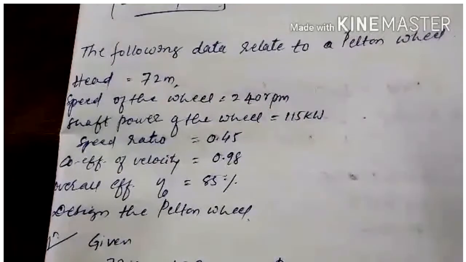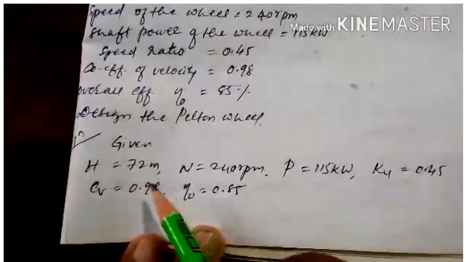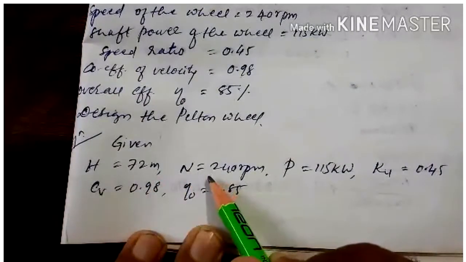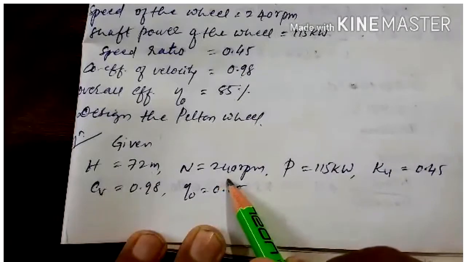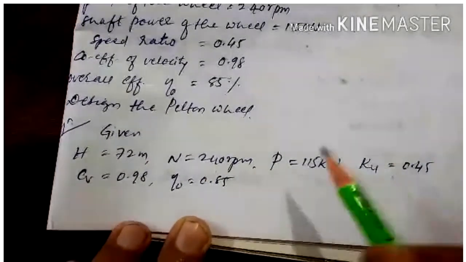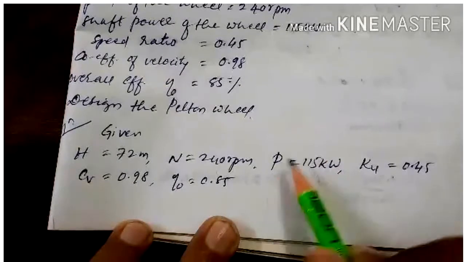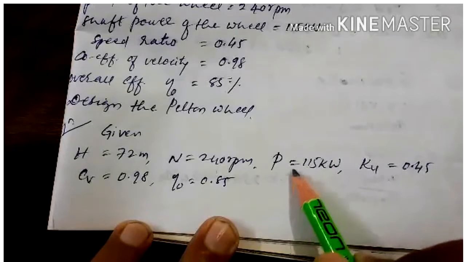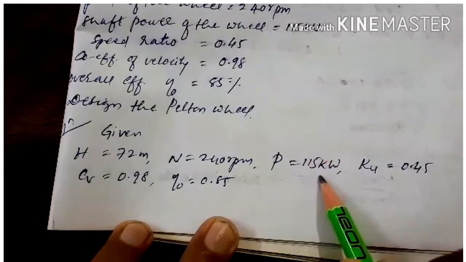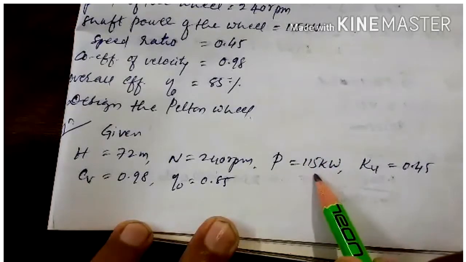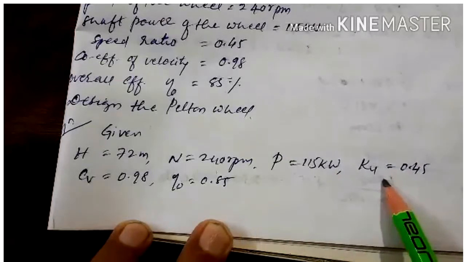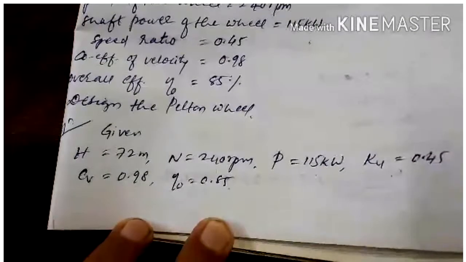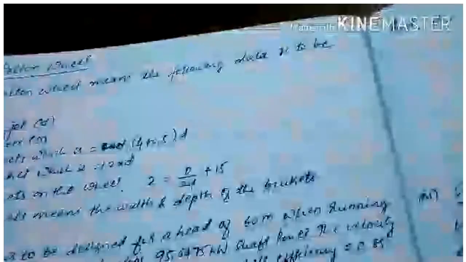Okay, so here let us write first the given data. That is head available at inlet of the turbine is 72 meter. Then the RPM of the wheel is 240 RPM. Then the shaft power, considering all the losses. Finally the power reaching at shaft will be 115 kilowatt, or it is generating 115 kilowatt. Then the speed ratio will be 0.45, the Cv is 0.98, and the overall efficiency is 85% to be achieved.